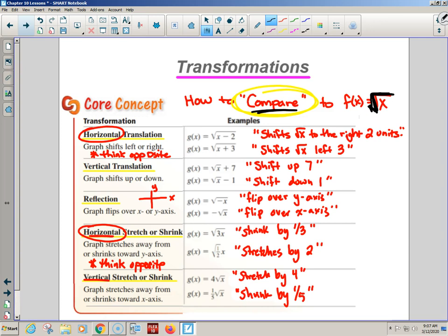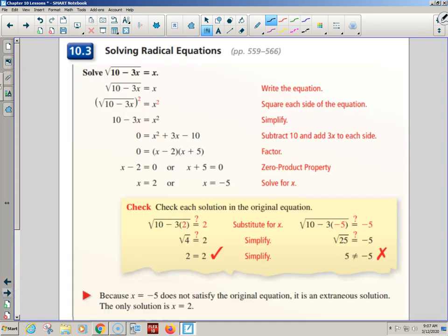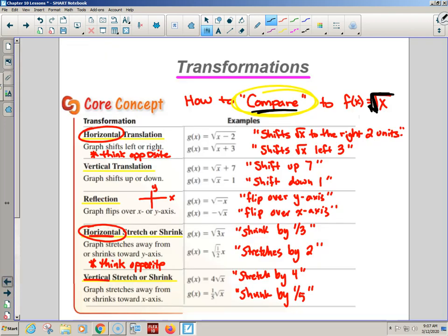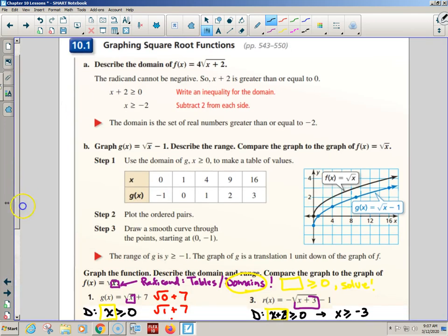Did you look at the table? Are you going to look at it tomorrow in the test? I hope so. Do you see it? Plus 7 on the outside. So, that guy was just a shift up 7. Went the wrong way. Sorry. Let's go back. Okay, that was just a shift up 7.